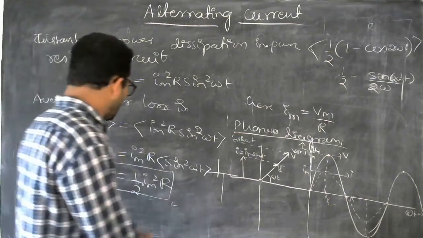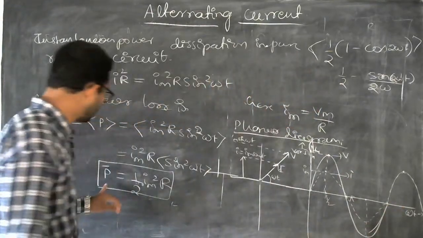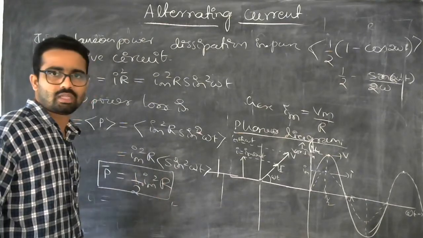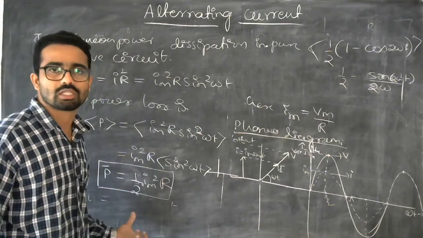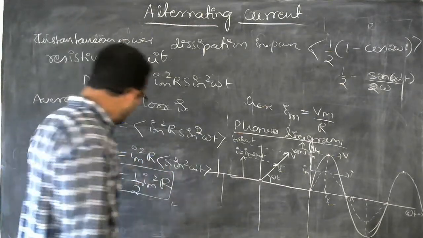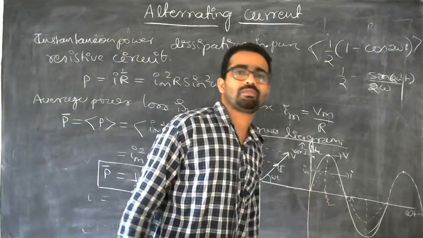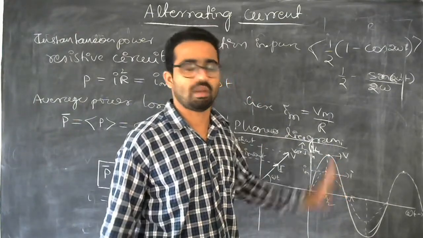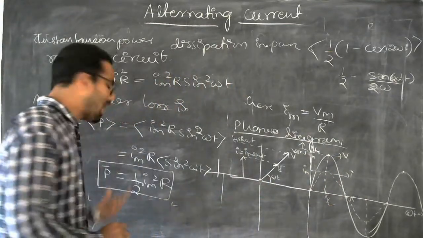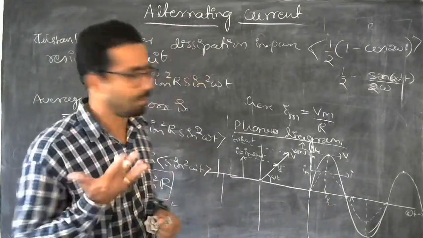That is why the power is not 0. See here, we have got the average power, P bar is equal to half into Im square R. That is why there is a power loss. Power loss is not equal to 0. So can we understand this with the concept, with the graph? Yes, we can. So let's try to understand the meaning of power. Why is power not zero here? We should understand that.